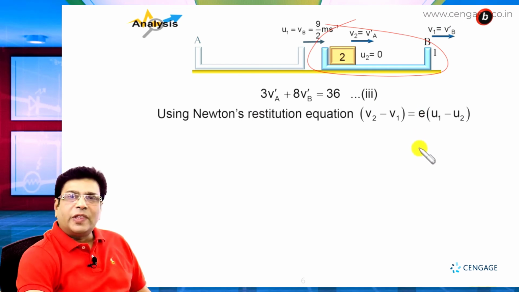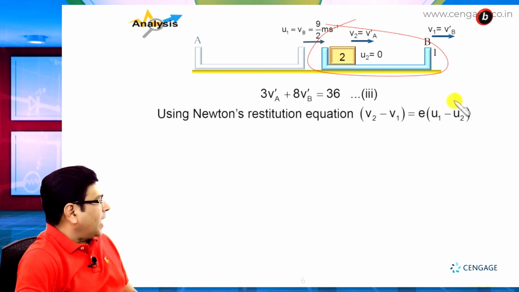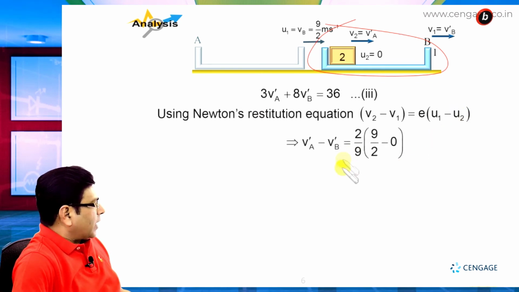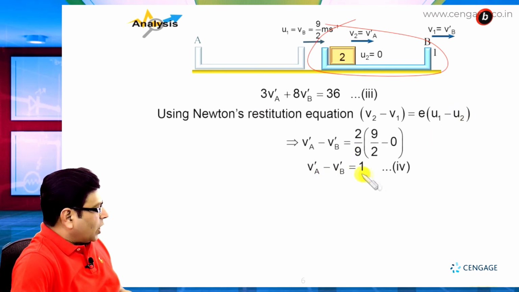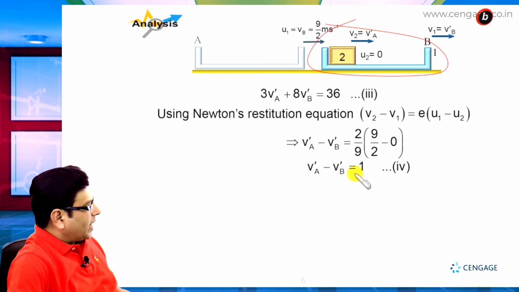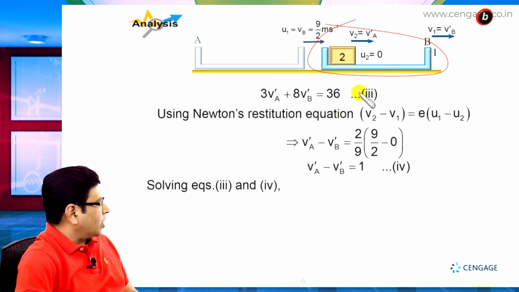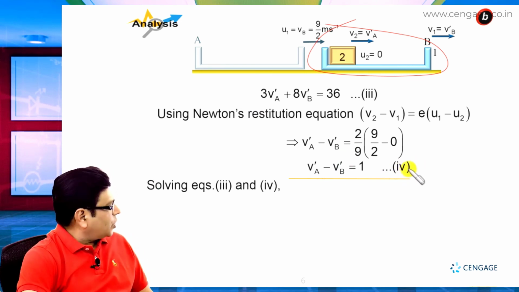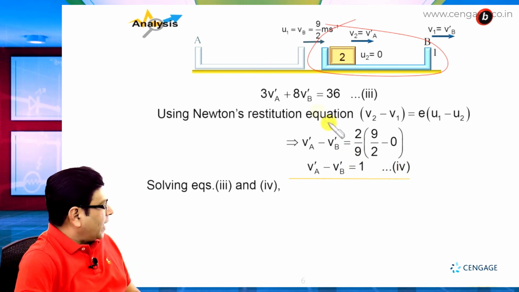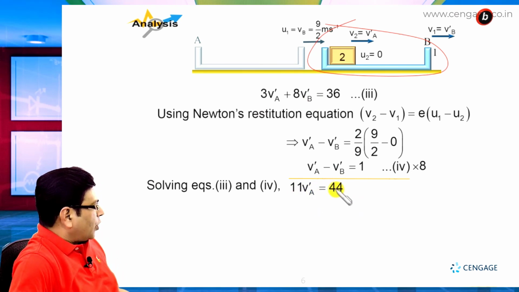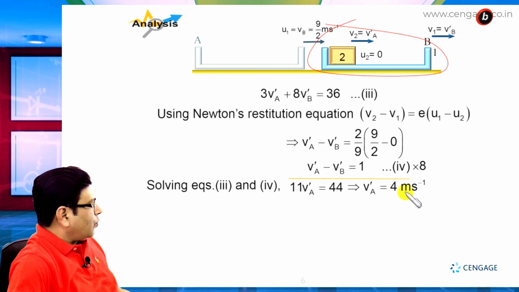E is given, that is equal to 2 by 9, and U1 is equal to 9 by 2, and this value is 0. Again we will get one more linear equation in terms of Va dash and Vb dash. If we solve equation number 3 and equation number 4, what will we do? We will multiply equation number 4 with 8 and add together. We will get the value of Va dash equal to 44 divided by 11, that is 4 meter per second.